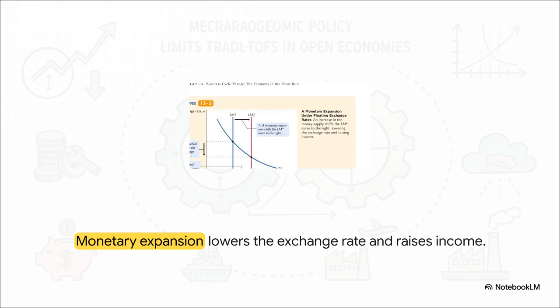It depreciates. Now, domestic goods are dirt cheap for the rest of the world. Exports absolutely boom, imports fall, and overall income actually expands. Under floating rates, monetary policy works brilliantly.